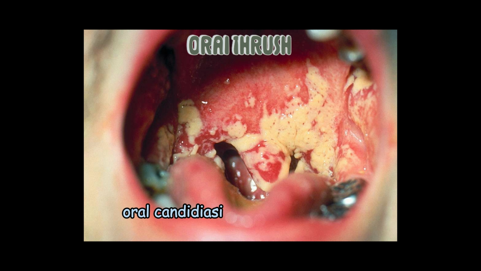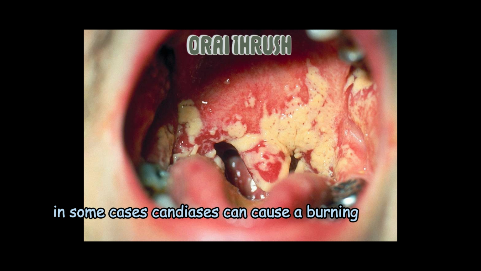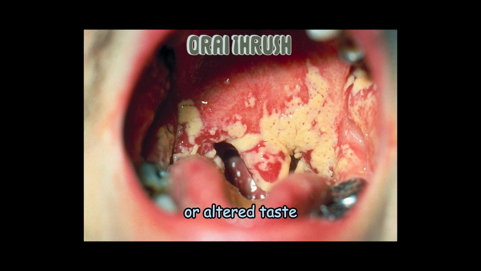Oral candidiasis presents as white, creamy patches on the tongue, inner cheeks, or palate. These patches can be wiped off, leaving a red area underneath. In some cases, candidiasis can cause a burning sensation or altered taste. Antifungal medications such as nystatin or fluconazole are used to treat candidiasis.